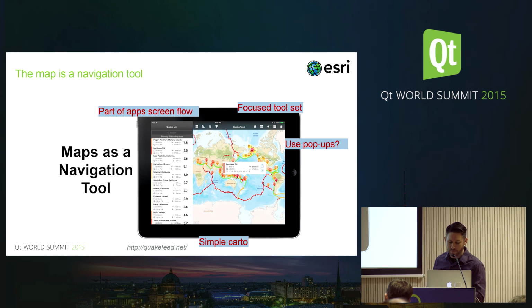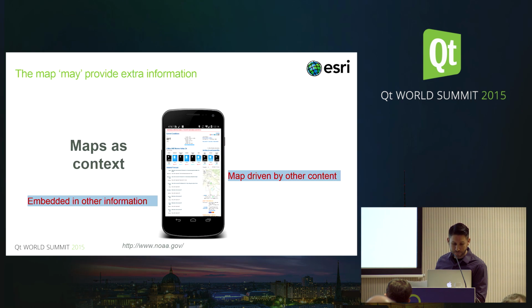So this is a quakefeed.net screenshot, and it's earthquakes in all different areas of the world. The main purpose of the map is making you aware of the different earthquakes that have occurred over a different period of time, and within the map it helps to navigate to these different areas. So that's one way a map can serve purpose, and location can serve purpose in your applications.